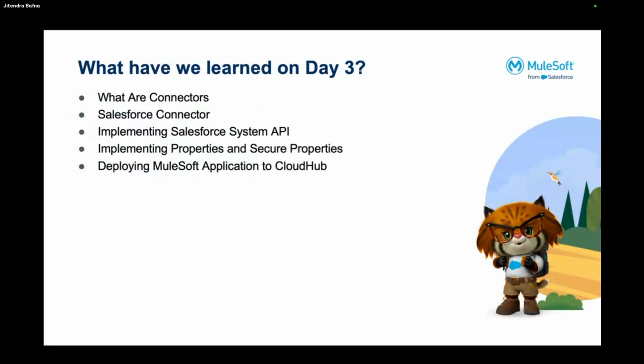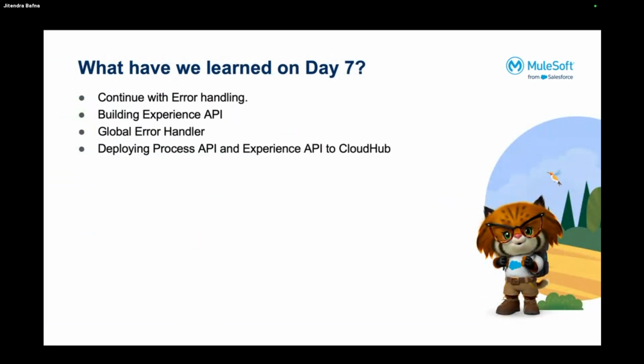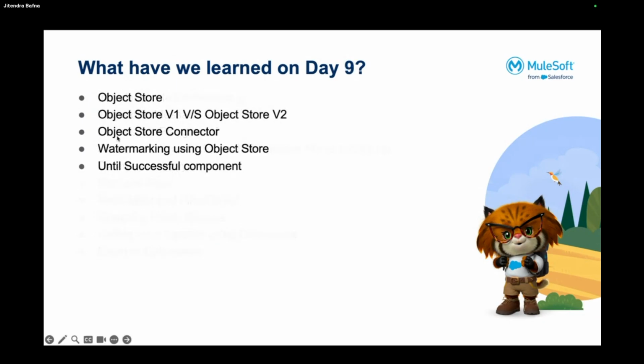Okay. So I'll simply go to D8, D9, what we have covered. Yesterday we covered Object Store V1 versus Object Store V2. Then we covered the Object Store connector, watermarking using Object Store, the until successful component, and also something called the failure code validator, like the success code validator, those kinds of things.